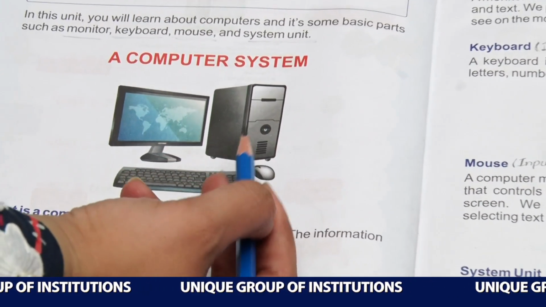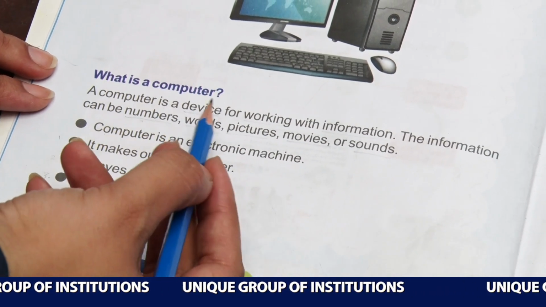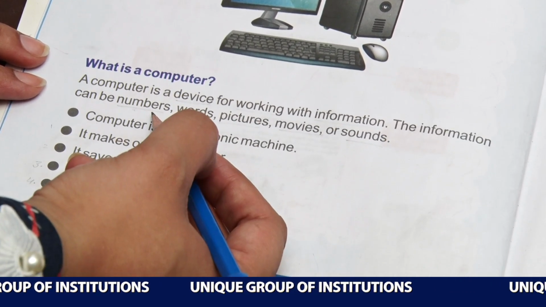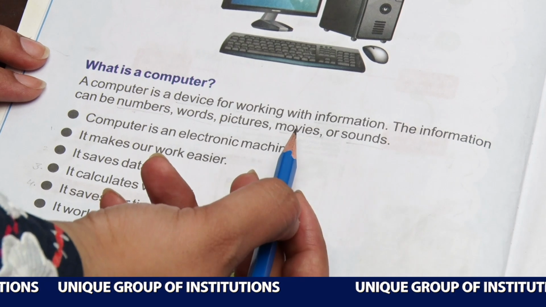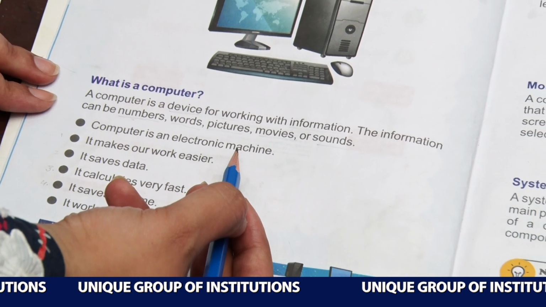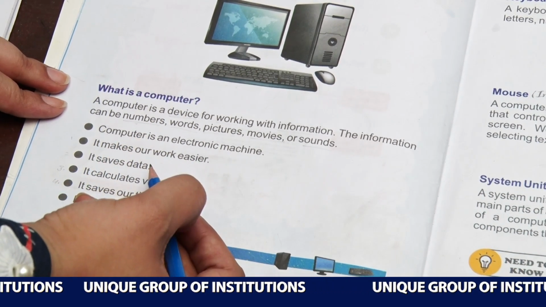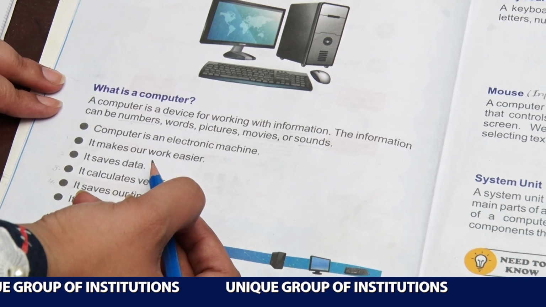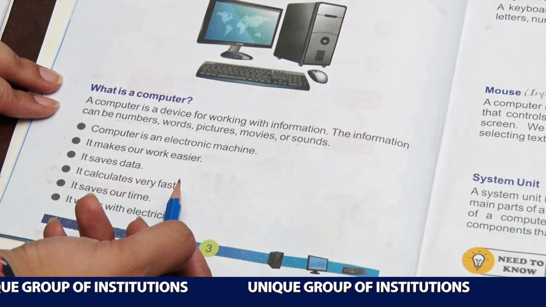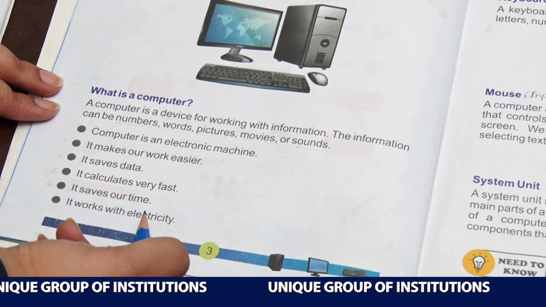A computer system looks like this, but what is a computer? We need to understand its basic features. A computer is a device for working with information. It provides us information. The information can be numbers, words, pictures, movies or sounds. It has further basic features: a computer is an electronic machine which works with electricity. It makes our work easier. It saves data because it has enough ability to save a lot of data. It calculates very fast. It works more appropriately than any kind of calculator. It saves our time and it works with electricity.